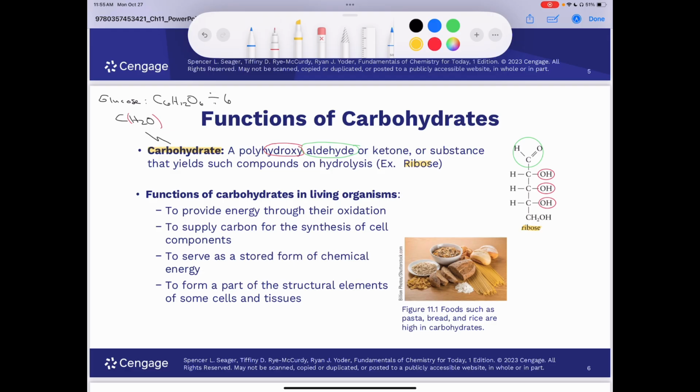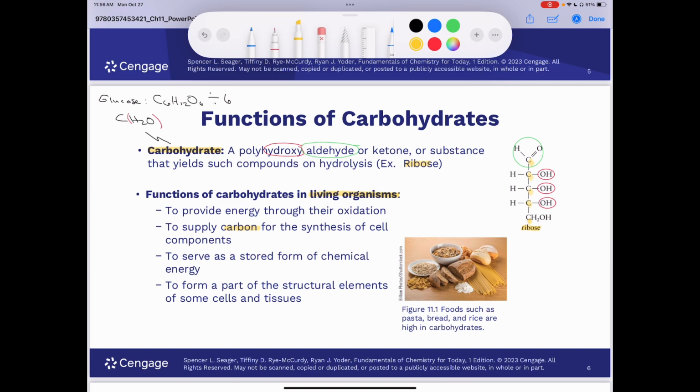Some of the functions of carbohydrates in living organisms, and you and I are living organisms, are to provide energy through their oxidation. If you think about the human body, it's kind of like a big combustion chamber. Food goes in, you oxidize the food, you extract the energy from it, and of course, not only does it release energy, but it releases heat. This is why you maintain your body temperature. Another function is to supply carbon for the synthesis of cell components. We saw that carbohydrates contain carbon; you can see ribose has one, two, three, four, five of them. So carbon for synthesis of cell components.